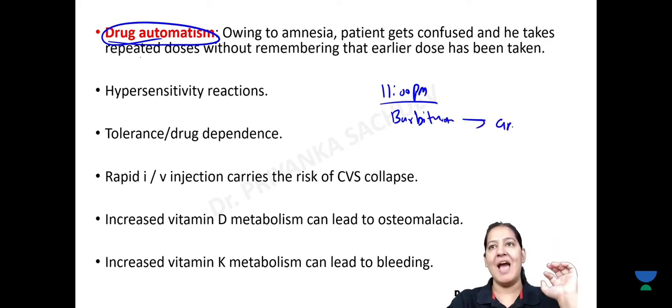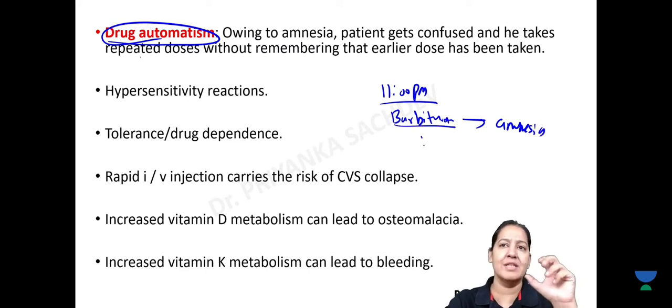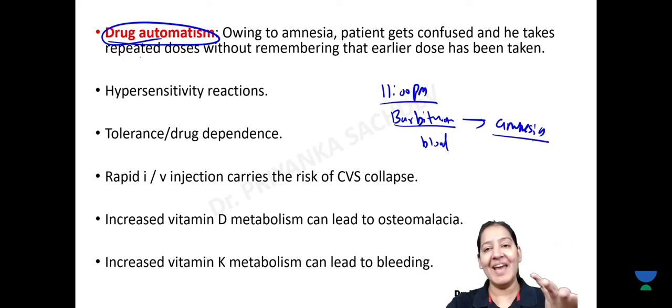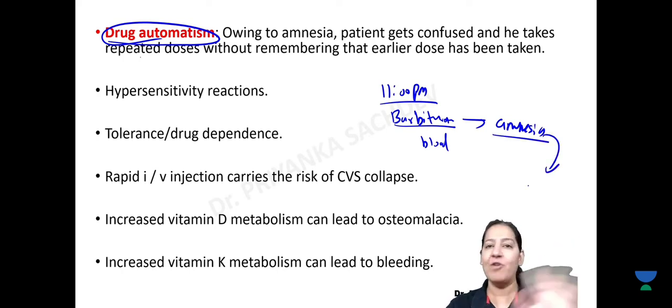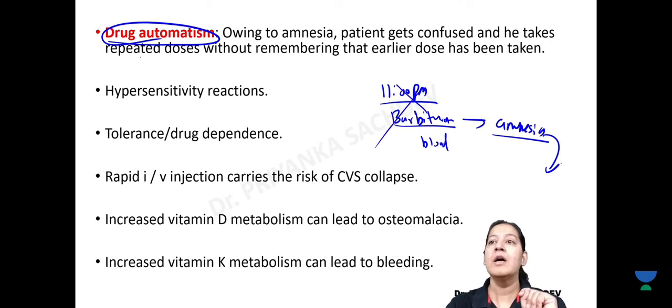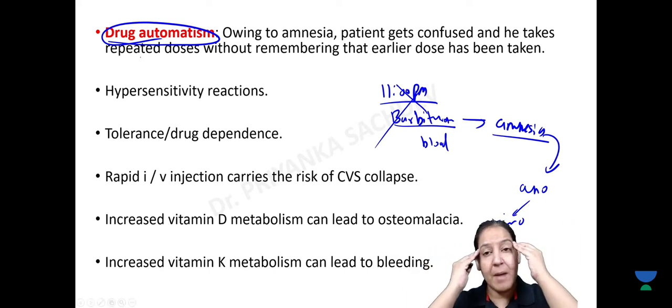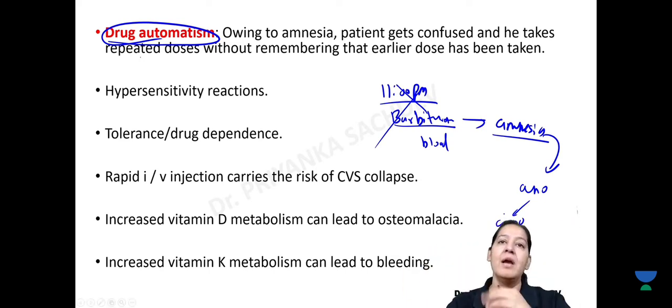Memory loss means amnesia happens after that. Immediately after taking the tablet, once the tablet goes in the blood, the patient has amnesia. The person doesn't remember. So after having amnesia, he will think that I should take a tablet again, I have not taken. He forgot that he has taken a tablet. So he will take another tablet. After that, he will take another tablet. He will take more and more tablets because it is not in his memory that I have already taken the tablet. He will have amnesia.